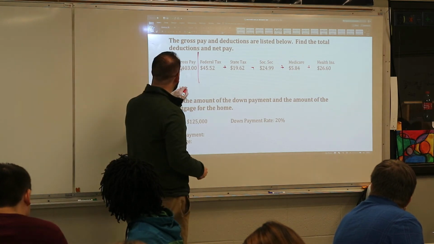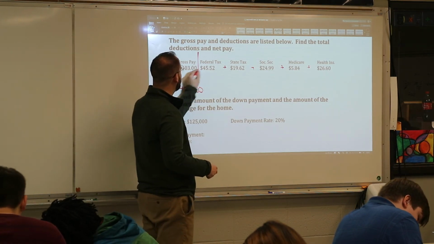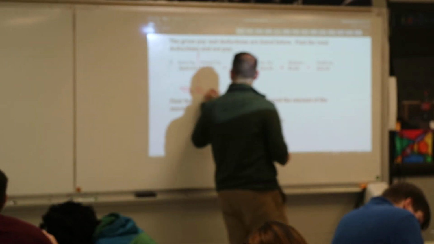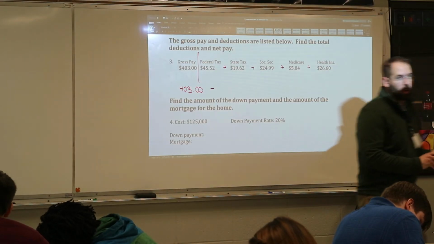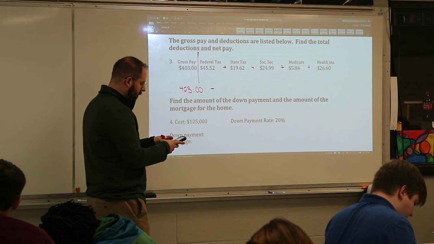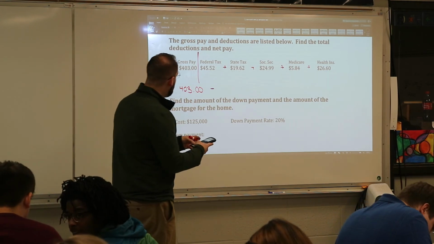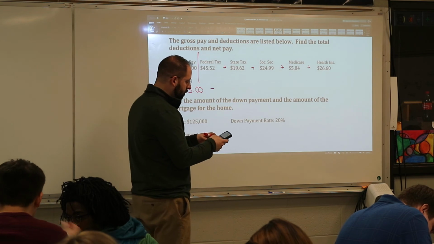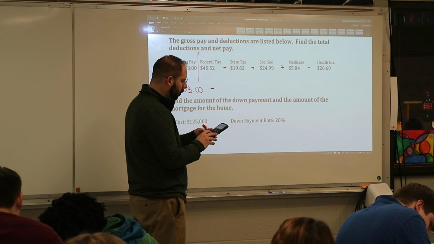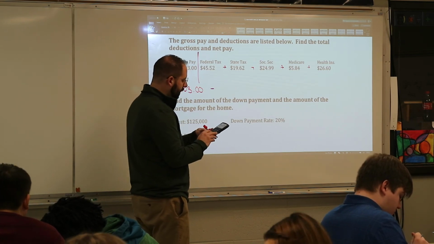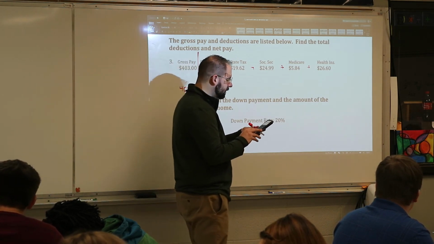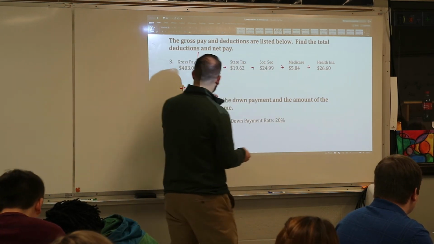I don't care how you want to do it. If you're the person that wants to subtract them one at a time, you could do that. What I would do is add these all up and then subtract them later, because I want to know what my total deductions are. So my deductions: 45.52, we're going to add the 19.62, we're going to add the 24.99, we're going to add the 5.84, and we're going to add the 26.6.